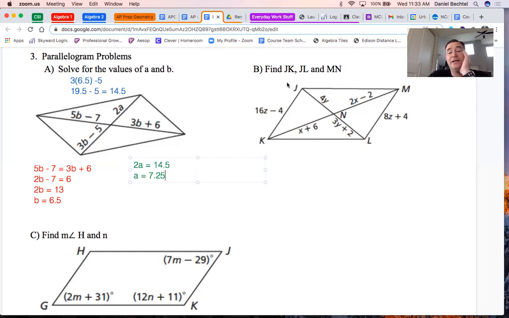This problem B sucks. Not because we can't find the variables, because that should be fine, but that's not what they're asking for. They're asking for us to find JK, JL, and MN, this part. So I need to find the z to find this one. I need to find the y to find this one. And I need to find the x to find this one.